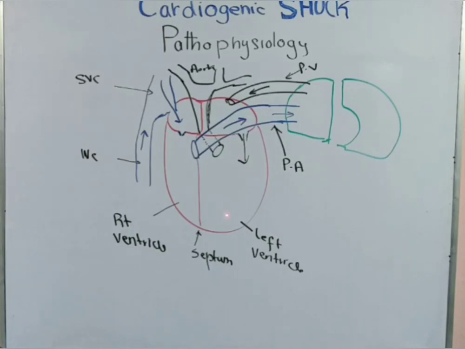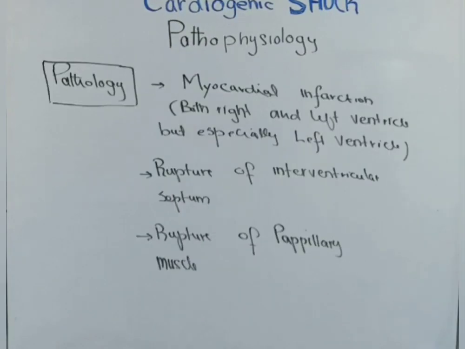And with each beat, the part of the blood which is thrown by the left ventricle through the aorta to the rest of the body is known as the stroke volume. And when we divide this stroke volume by the end diastolic volume, it gives us the ejection fraction, which is in percentage.